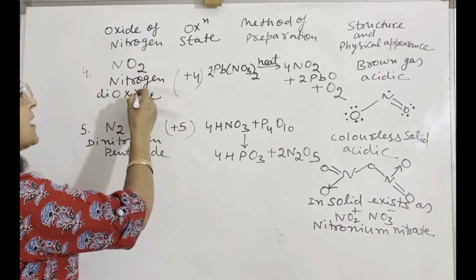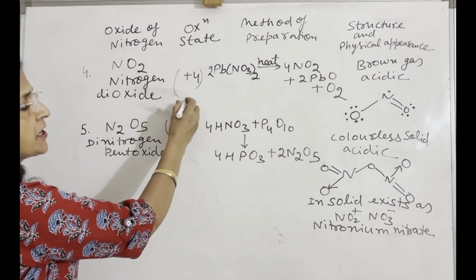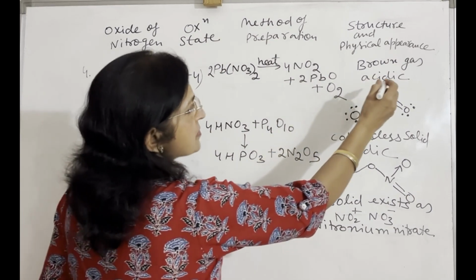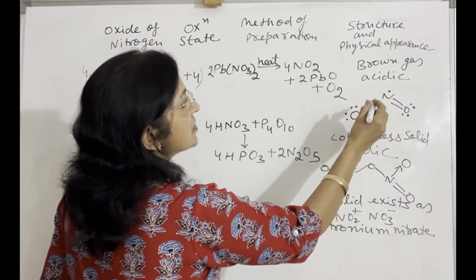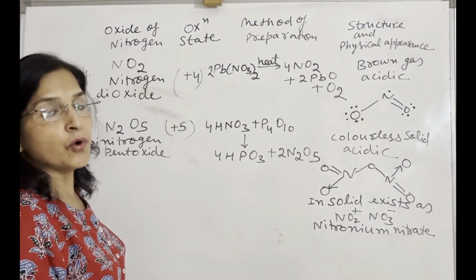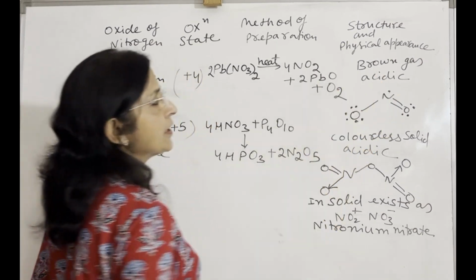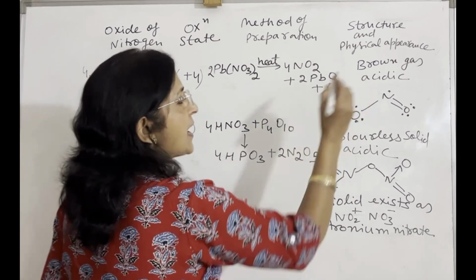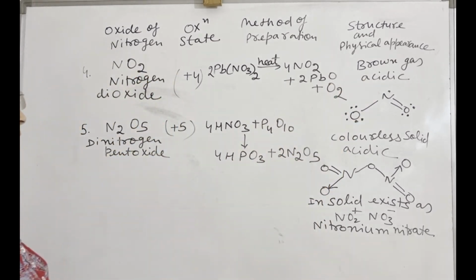Now the next oxide is nitrogen dioxide, oxidation state +4. It can be prepared by heating lead nitrate. This is a brown gas, paramagnetic in nature, and this is an odd electron molecule. Because of the presence of this odd electron, it is brown in color and it is acidic in nature. Next is dinitrogen pentoxide.